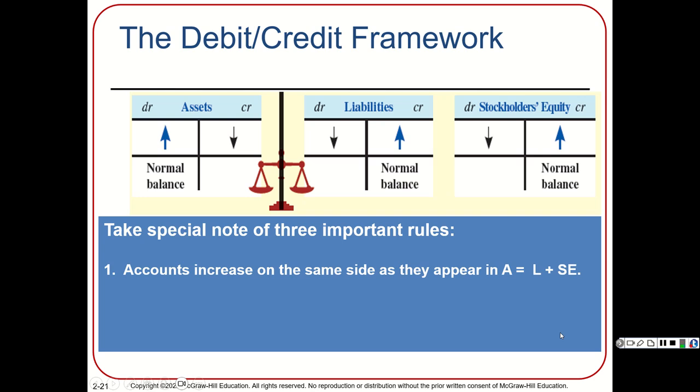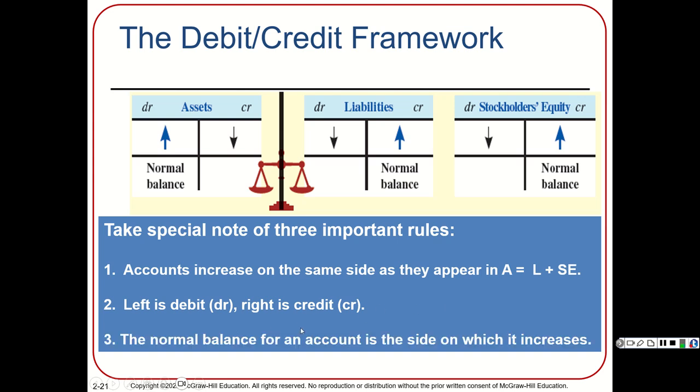Accounts increase on the same side as they appear in assets, liabilities, and stockholders' equity. You see this, the normal balance, that's the side where they increase. Wherever their normal balance is, that is the side that they increase. The left is a debit, the right is a credit. The normal balance for an account is the side on which it increases.